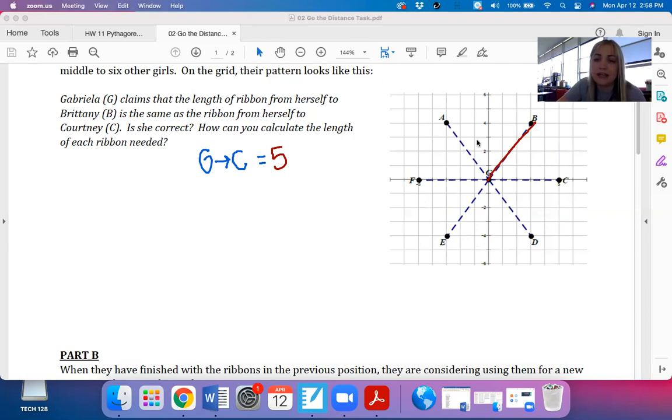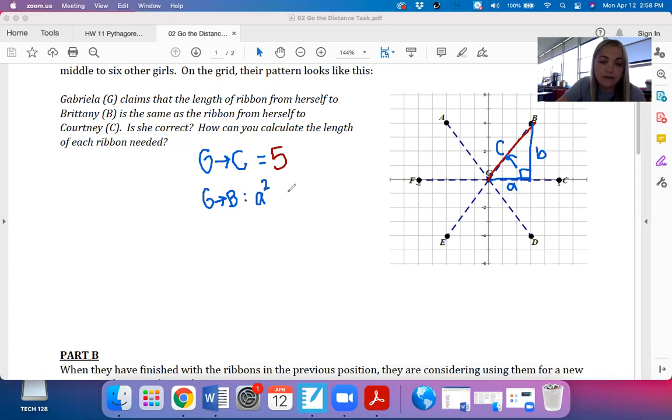It is the Pythagorean theorem. If I draw in the 2 legs of this right triangle, I can use the Pythagorean theorem like this. From G to B, I can use the following method.